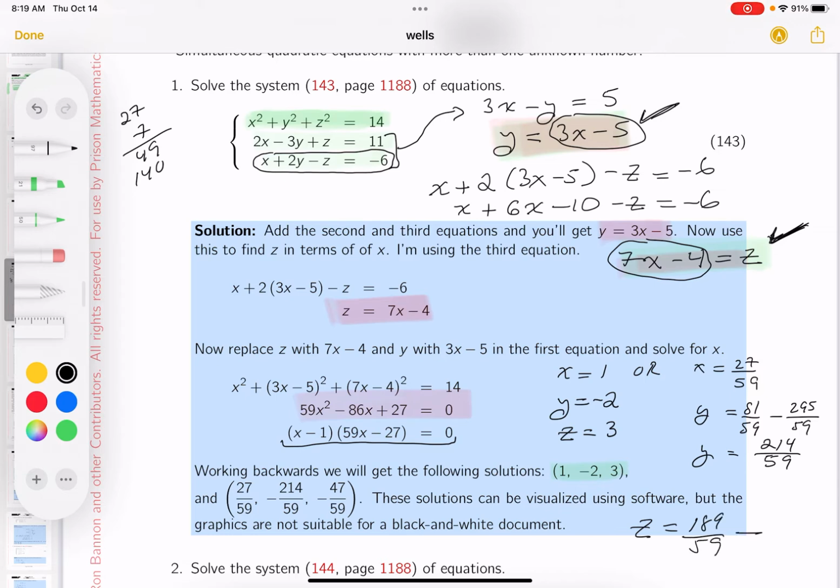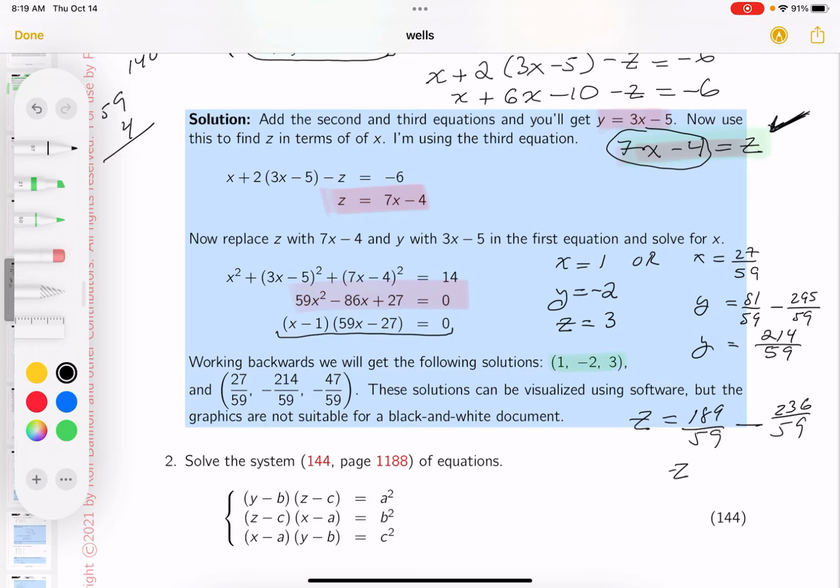Minus. And now I got a 4. And I have to do 4 times what? 4 times 59, right? So that's where my mistake came. So it's 236. Sorry about that. Over 59. So what do you get there? Let's take a look. Z equals 59. These are nasty looking numbers. I know that. 59, and then, 189 minus 236, definitely a negative number. That's minus 47.